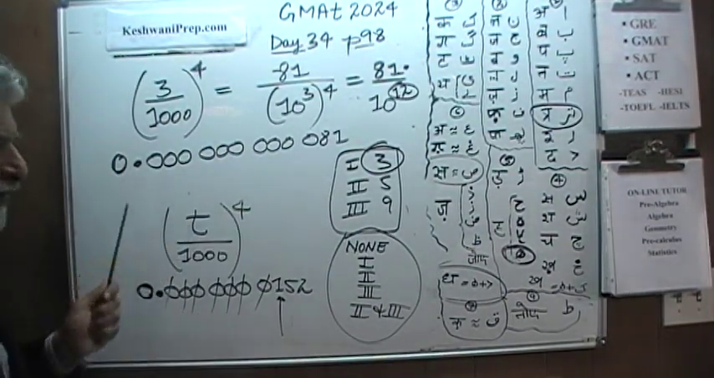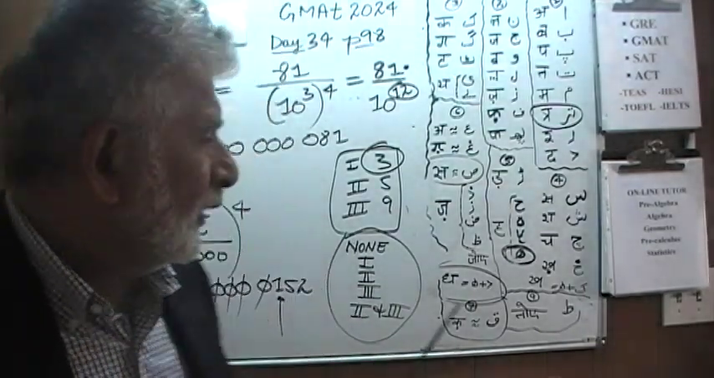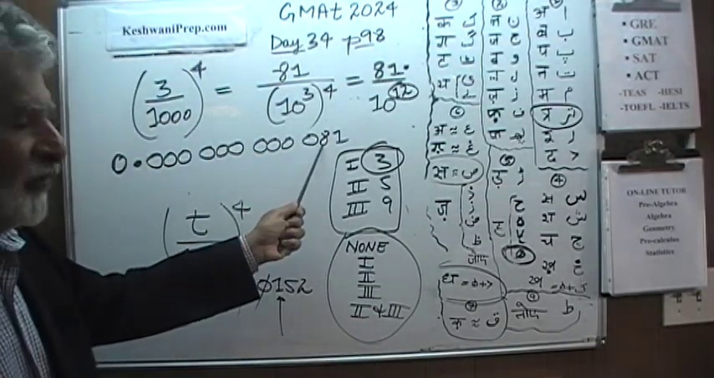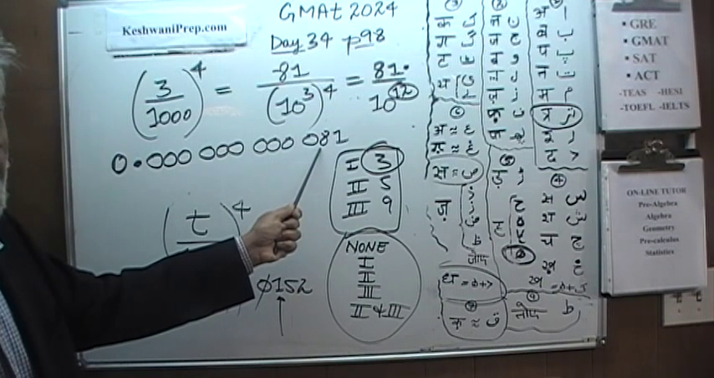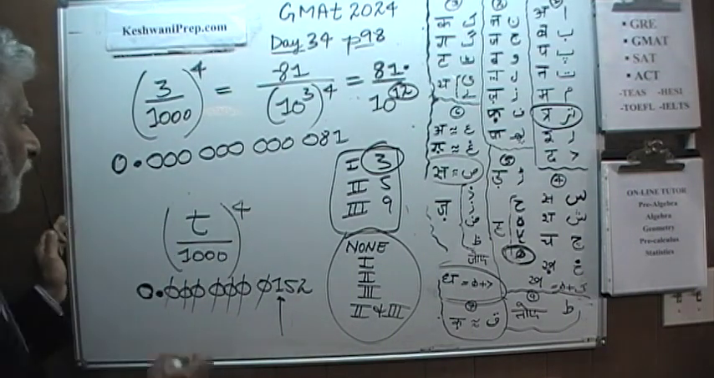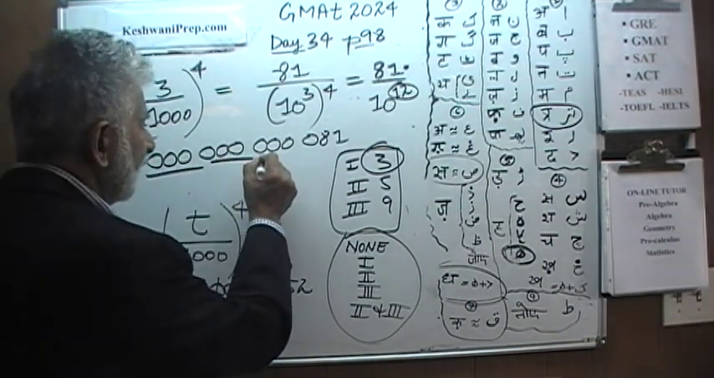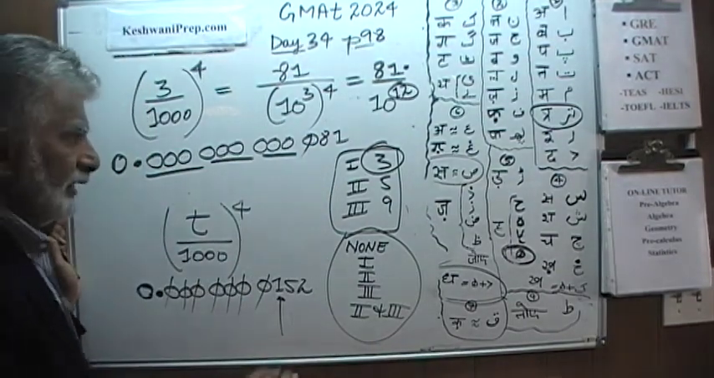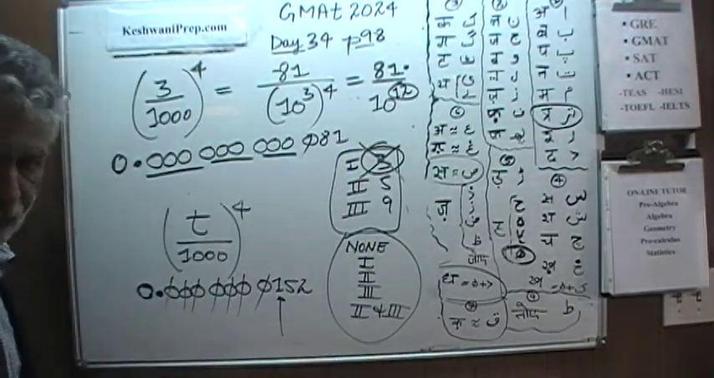Does this quantity have fewer than 7 zeros between the decimal and the first non-zero digit? The answer clearly is not. It has 10 of them. There are 10 of them. That does not work. Let's try 5, shall we?